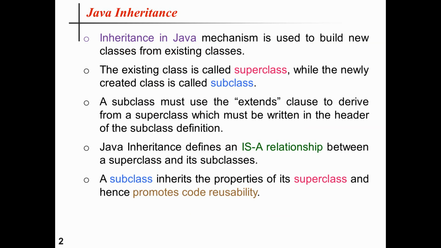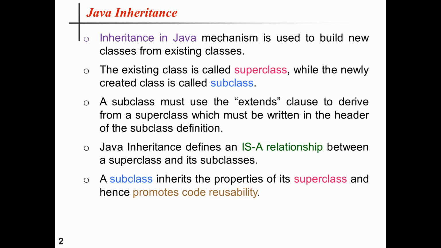Basically, inheritance in Java is a mechanism to build new classes from an existing class. The existing class is called the superclass. On the other hand, the newly created class is called the subclass. A subclass must use the extends clause in order to derive from a superclass, which will be part of the header of the subclass definition.